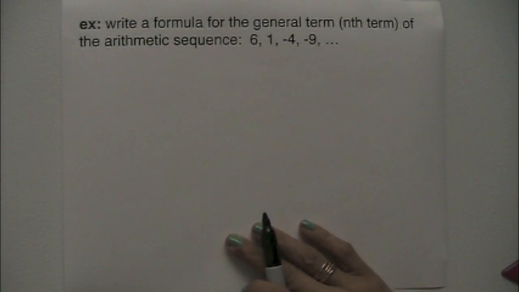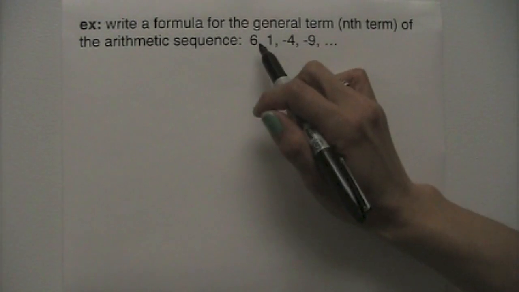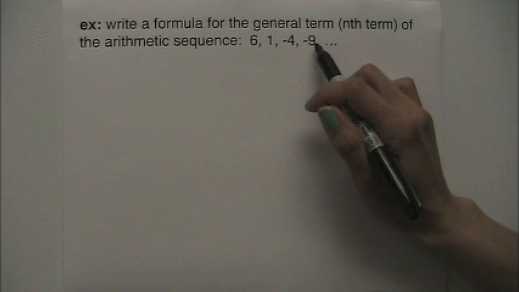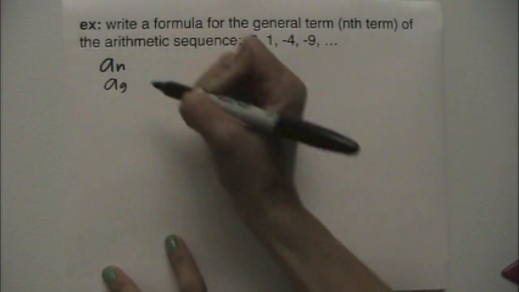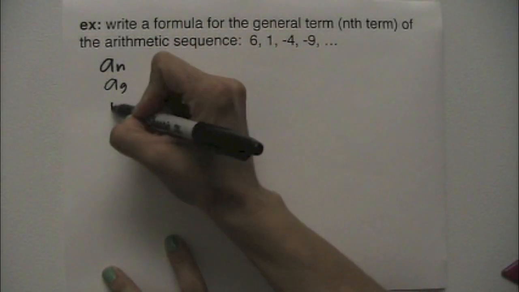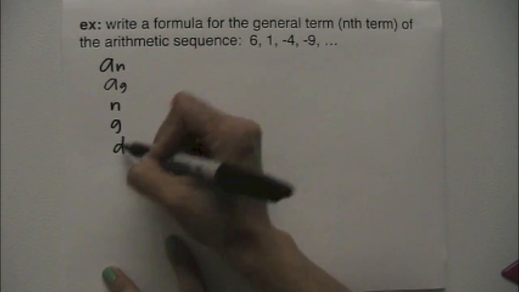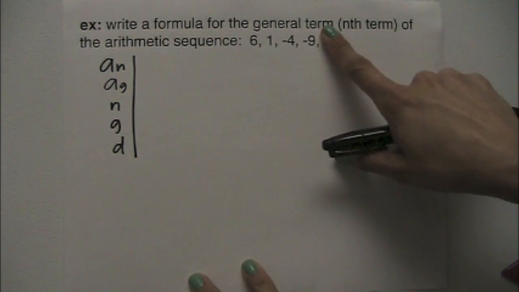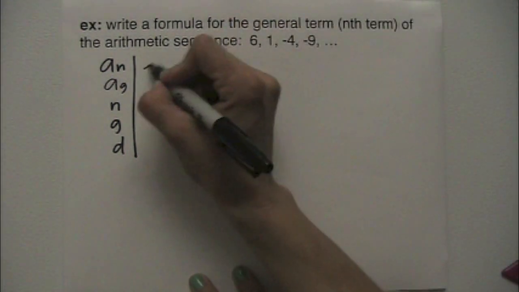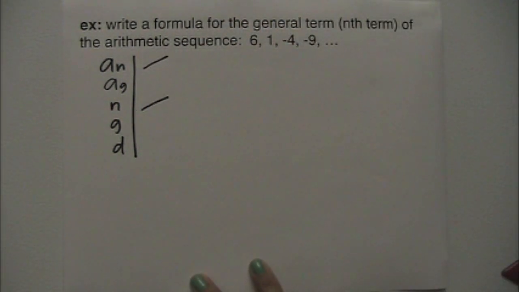This example says write a formula for the general term, nth term, of the given arithmetic sequence. So it's going 6, then 1, then -4, then -9. So we're going to set up that same chart, a sub n, a sub g, n, g, and d. So because it wants a formula for the general term or the nth term, we're going to put little marks through a sub n and n to keep those as variables.